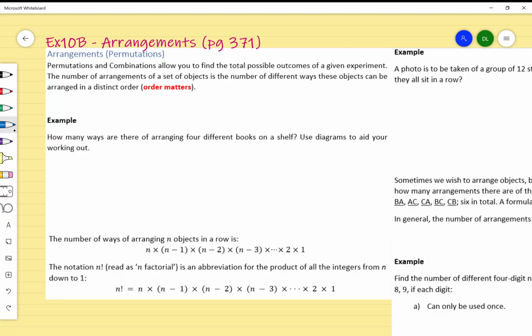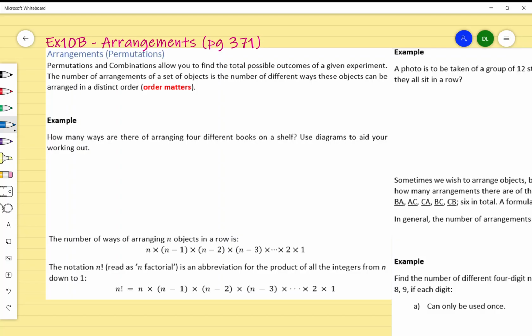Now, the number of arrangements of a set of objects is the number of different ways these objects can be arranged in a distinct order. I'm making that very clear now. Later on, we'll learn about combinations in the next video, but for now, with arrangements, order matters. Just like with a bike lock or a security code, the order matters. In other situations where the order doesn't matter, we'll look at them later, but for now, remember, arrangements or permutations, order does matter.